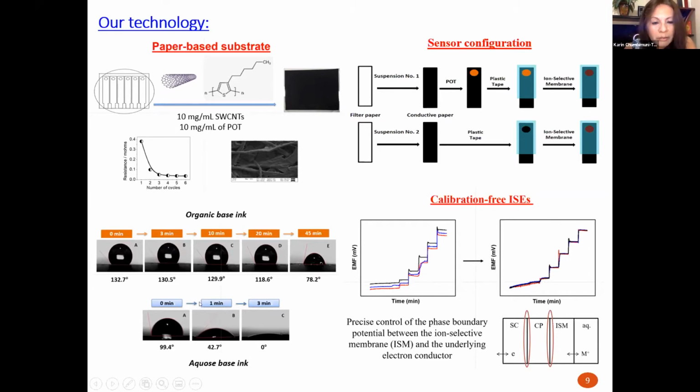The most important observation is that, as you can see in the contact angle experiments, with the aqueous ink that we use, the drop of water lasts for a couple of minutes, but when we use the organic base, we obtain a very highly lipophilic substrate. This helps us to improve the transduction between the flexible substrate and the polymeric membrane. And this is very important so we can obtain highly reproducible sensors. So you improve from the aqueous ink to the organic ink, and now our sensors don't need to be calibrated.